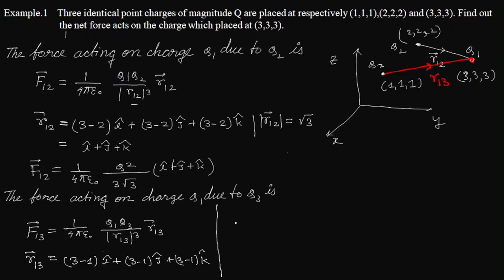So from here, if we simplify this, what will we get? We'll get 2 into i cap plus j cap plus k cap. This is the r13 vector. And what will be the magnitude of the r13 vector? It will be 2 into root 3. So once you know the value of r13, and you know q1 and q3 are both actually q, what will be the value of F13?